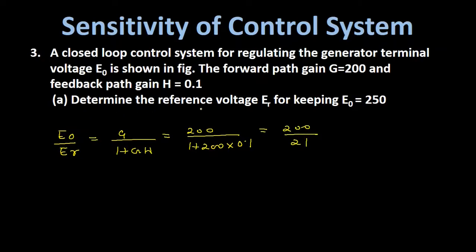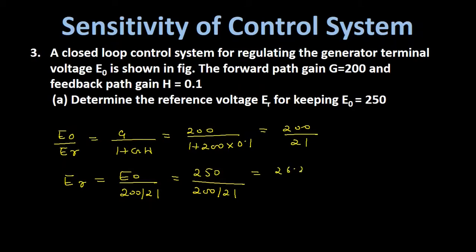Now in the A part we have to determine the reference voltage for keeping E0 equal to 250. So from this equation we will get reference voltage ER is equal to E0 divided by 200 divided by 21. Now we put the value of E0 equal to 250, we get 250 divided by 200 divided by 21. When we solve this, we will get reference voltage at E0 equal to 250 is equal to 26.25 volt. This we are getting for closed loop control system.